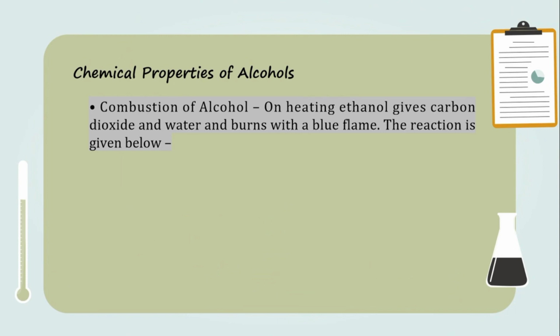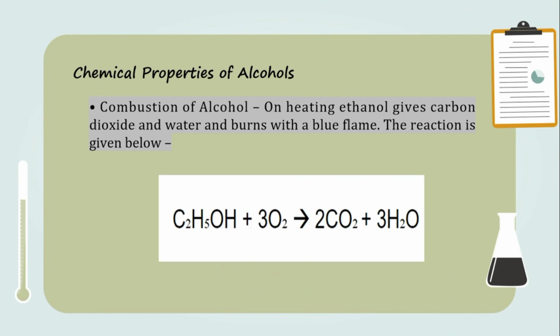Next, let's proceed to the chemical properties. The first chemical property of alcohol is combustion. On heating, ethanol gives carbon dioxide and water and burns with a blue flame. This is the reaction given below: C2H5OH + 3O2 yields 2CO2 + 3H2O. So when you heat ethanol, it gives carbon dioxide and water, and when it burns, the flame is blue.